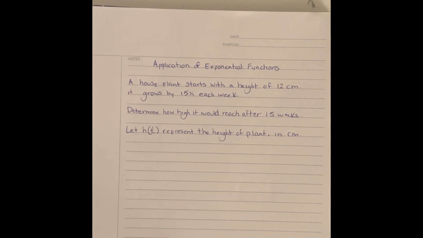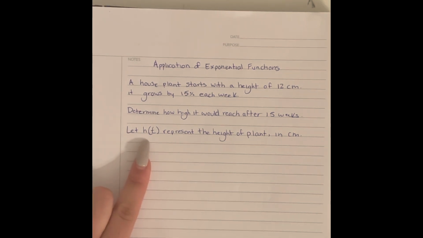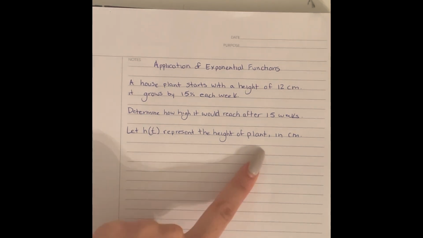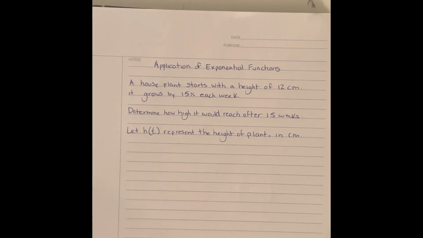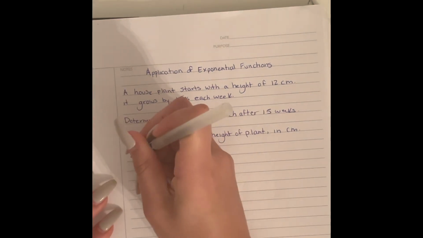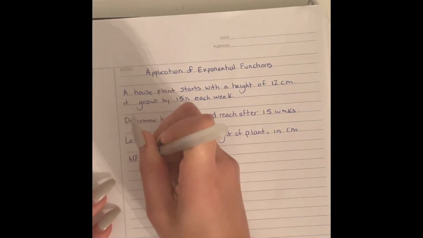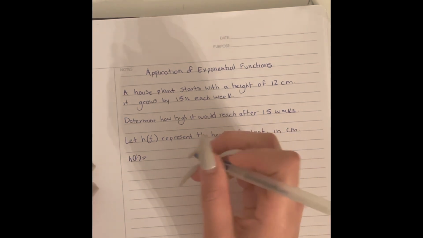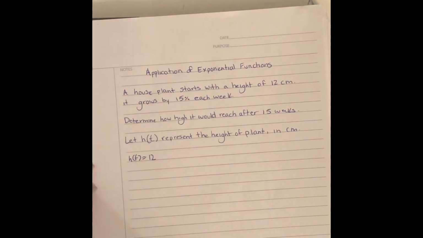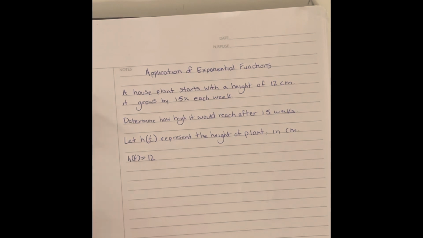So for this, we have an exponential growth rate. So whatever our equation is, we're going to add 1 plus the growth rate into the equation. So I've written let h of t, h represents the height. Again, it's going to represent the height of the plant in centimeters. So our equation is going to be h of t equals 12, since 12 centimeters is our starting height.